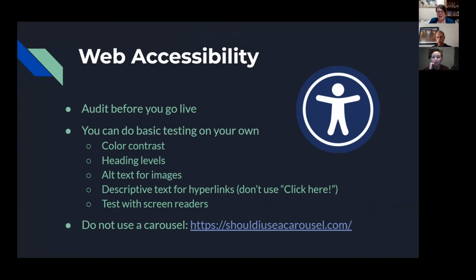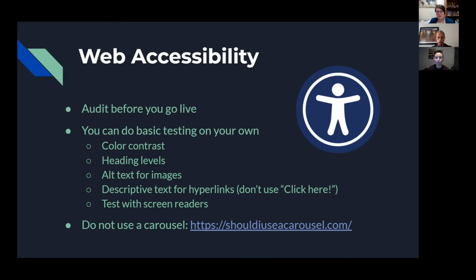I want to say again, if you have a chance to do a full audit, do it before you go live so that you have a chance to make changes before. And if you're not able to do a full audit, like with a professional organization like AbleTech, you can do some testing on your own. There are tools out there on the internet that can help you test color contrast and heading levels, making sure all your images have alt text, making sure your hyperlinks are descriptive instead of just saying click here, because that's just not really best practice. And making sure that you have some people on your team who can test the website out with screen readers.